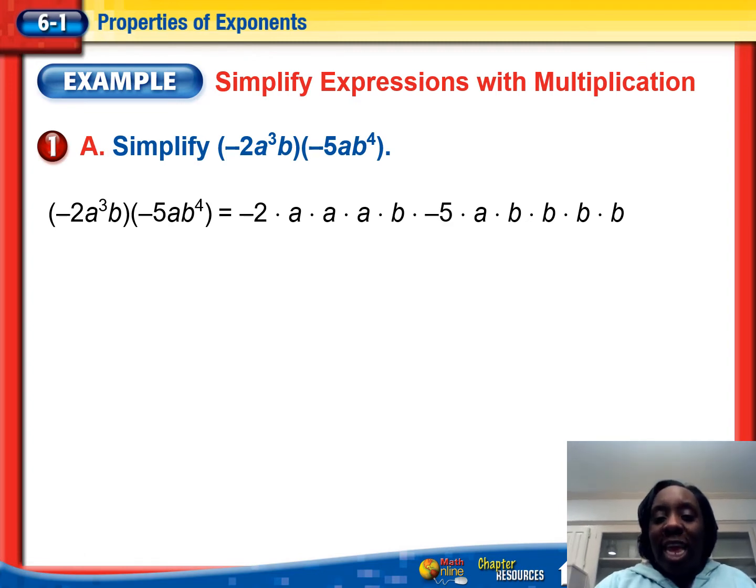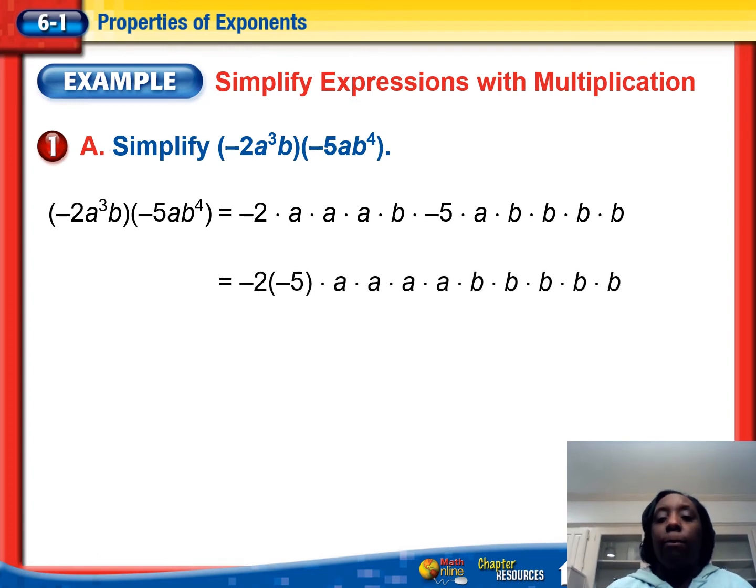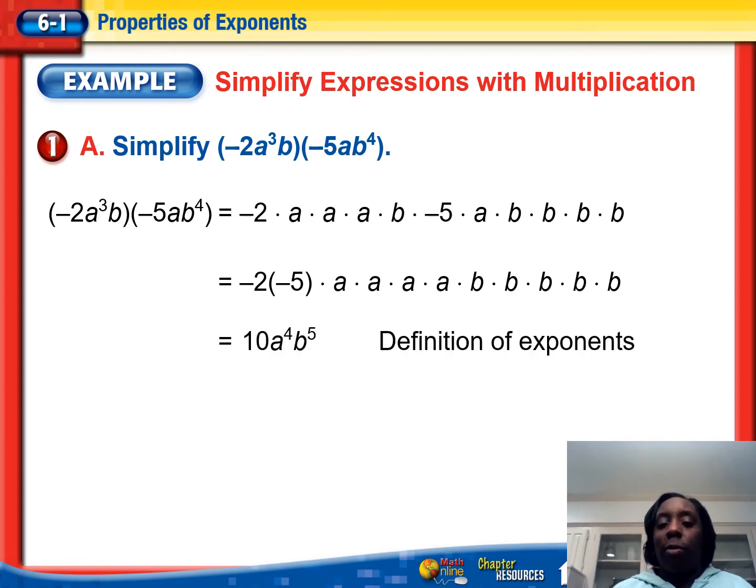So it's easier if I look at an expansion form to understand the rule. And I've moved and rearranged things. So all the a's are being multiplied together and b's are being multiplied together and the integers are being multiplied together or next to each other. So when I simplify that, I get -2 times -5, a to the fourth, b to the fifth.